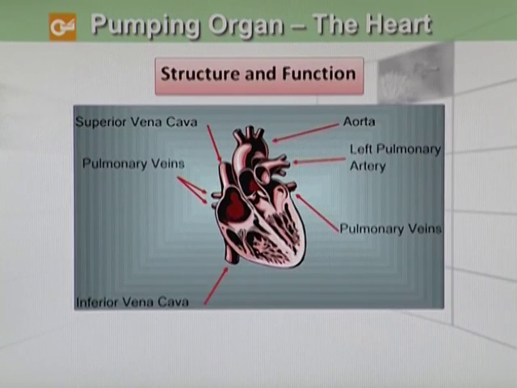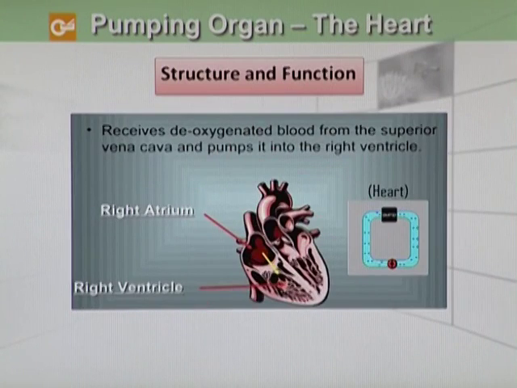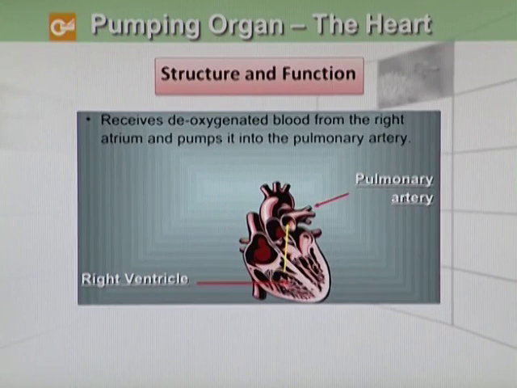We will study the definition of these portions one by one, and here we can also see that there is the superior vena cava, pulmonary veins, aorta, left pulmonary artery, and pulmonary veins. The right atrium actually receives deoxygenated blood from the superior vena cava and pumps it into the right ventricle. And the right ventricle receives deoxygenated blood from the right atrium and pumps it to the pulmonary artery.